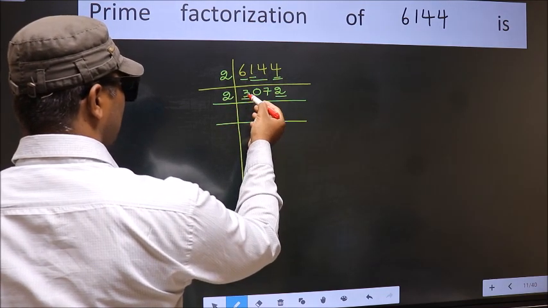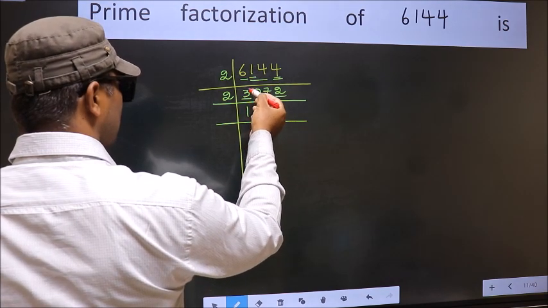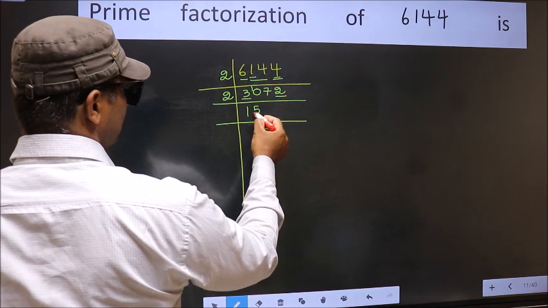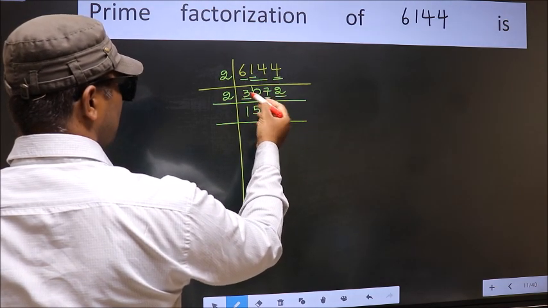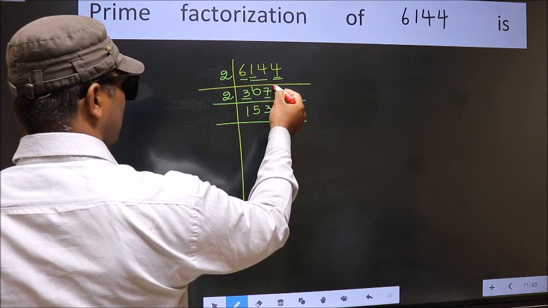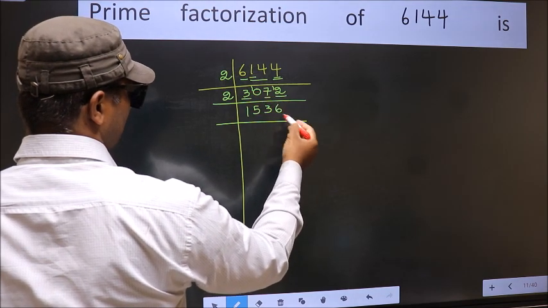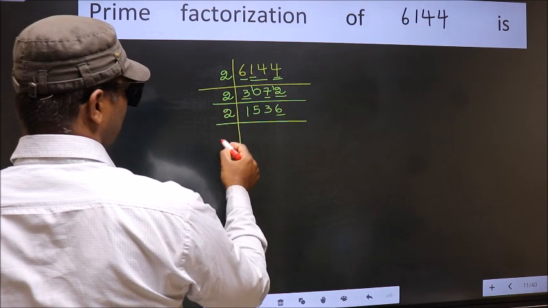First number 3, a number close to 3 in the 2 table is 2 ones 2. 3 minus 2, 1, 1 carried forward 10. When do we get 10 in the 2 table? 2 fives 10. The other number 7, a number close to 7 in the 2 table is 2 threes 6. 7 minus 6, 1, 1 carried forward 12. When do we get 12 in the 2 table? 2 sixes 12. Now the last digit 6 is even, so take 2.